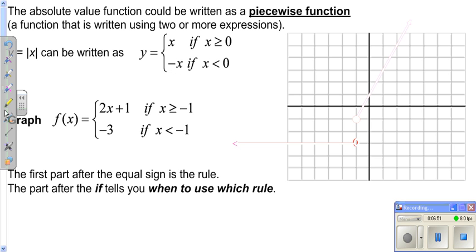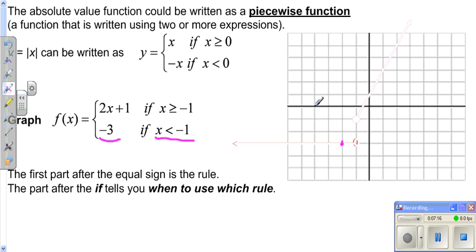So let's graph this piecewise function. These are called piecewise because we have two different pieces depending upon the values of x. This one here says you always get out a negative 3 if you put in something to the left of negative 1. Well, here's negative 2 to the left of negative 1, and it says you get out a negative 3.